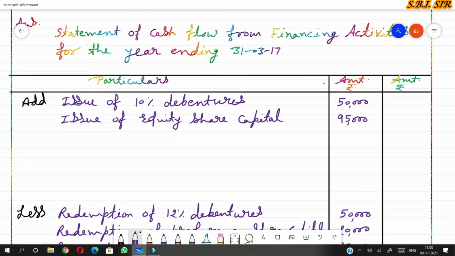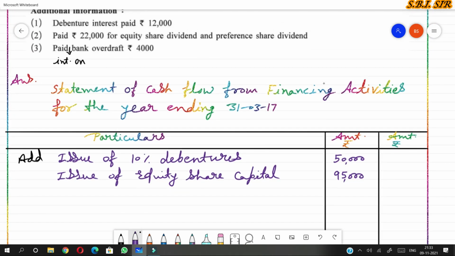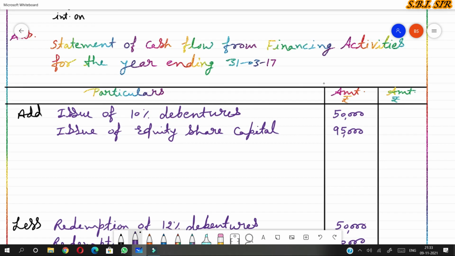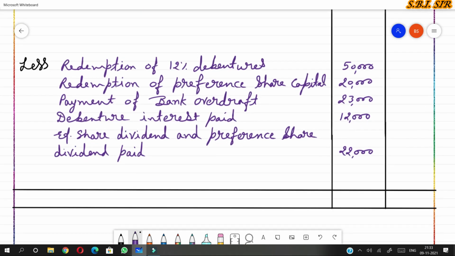Next, paid interest on bank overdraft 4000. So by paying interest on bank overdraft, the cash flow decreases, so this value will be deducted. Interest on bank overdraft 4000.